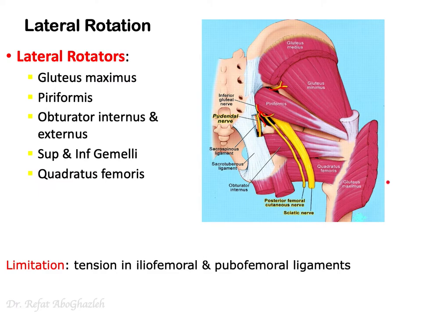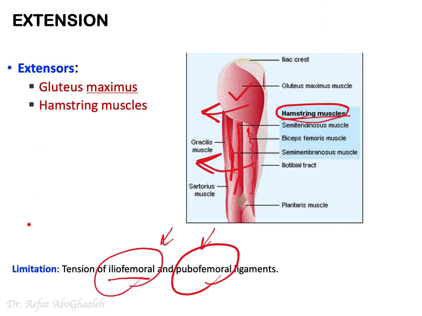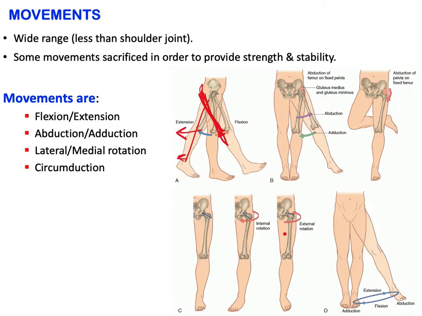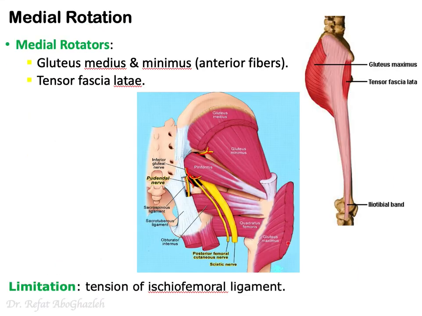Still, we have lateral and medial rotation, which are easy. In lateral rotation, that means you have to move your thigh in that direction, out. That means the anterior surface of your thigh should be moved laterally. Let me show you here. This is the lateral rotation or external rotation. The anterior surface of the thigh should be moved laterally, and vice versa with internal rotation.